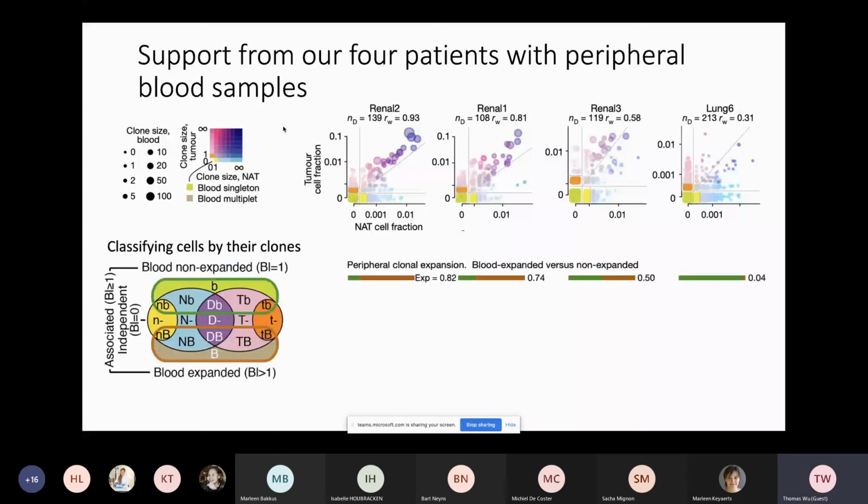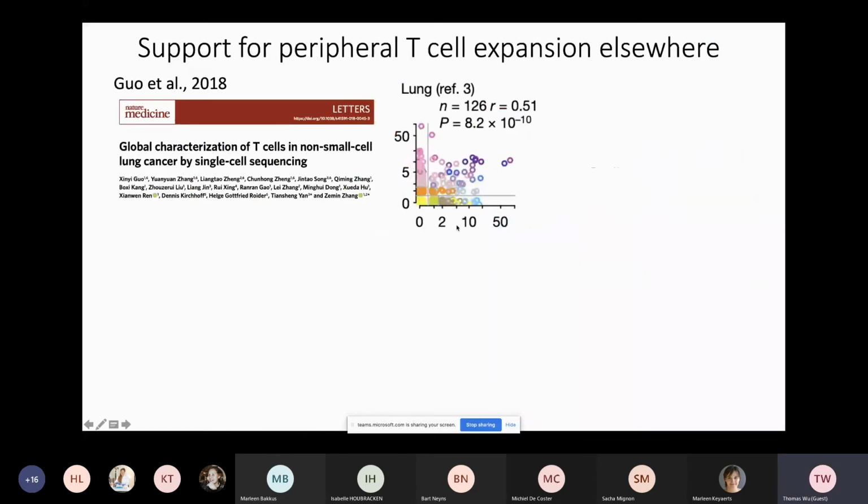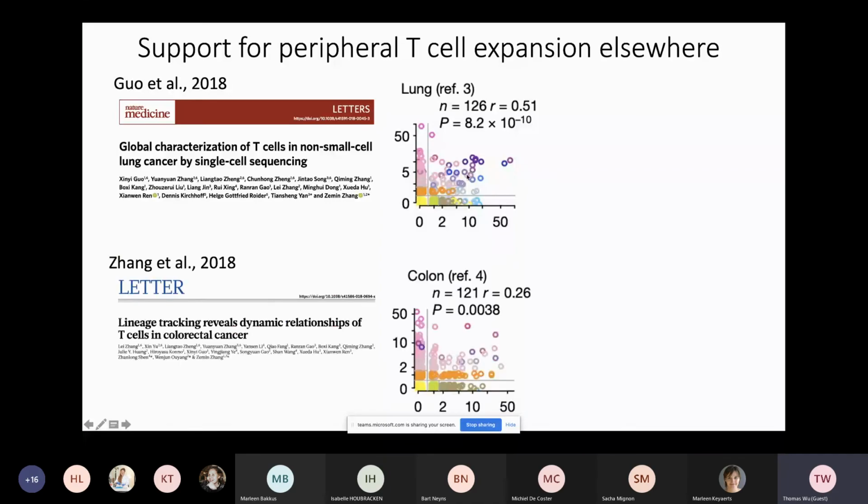Anyway, this is a plot of the expansion in NAT versus in tumor. You can see again this relationship, and then if you look in this other paper again, you see this relationship. Again, this is expansion in blood versus expansion in tumor. So when there's expansion in blood, these clones are often expanded in the tumor.